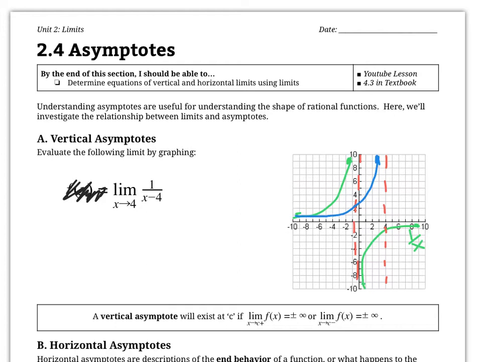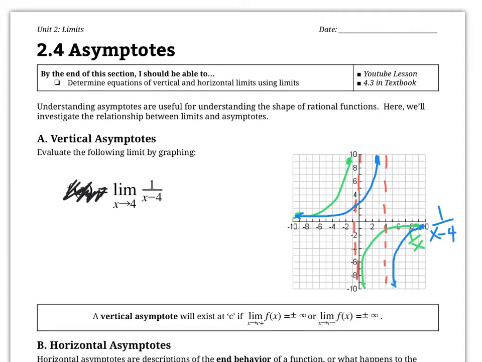The horizontal asymptote does not change because it's just a horizontal shift, not a vertical shift. So that's still at y equals 0. So this is the function 1 over x minus 4. Okay, so now we're asked to find the limit as x approaches 4.